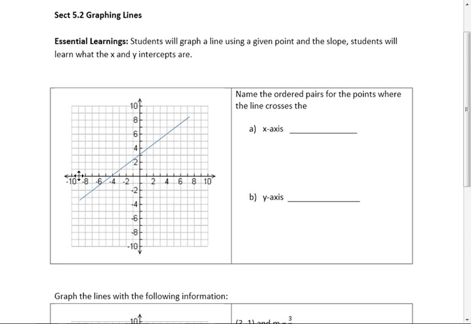And it says students will graph a line using a given point and the slope. Students will learn what the x and y intercepts are. And I should have asked, I'm asking you what the ordered pairs are where they cross the axis, and I could have also asked you to find the slope. So let's do that. I should have done that. My mistake, I wasn't totally there.